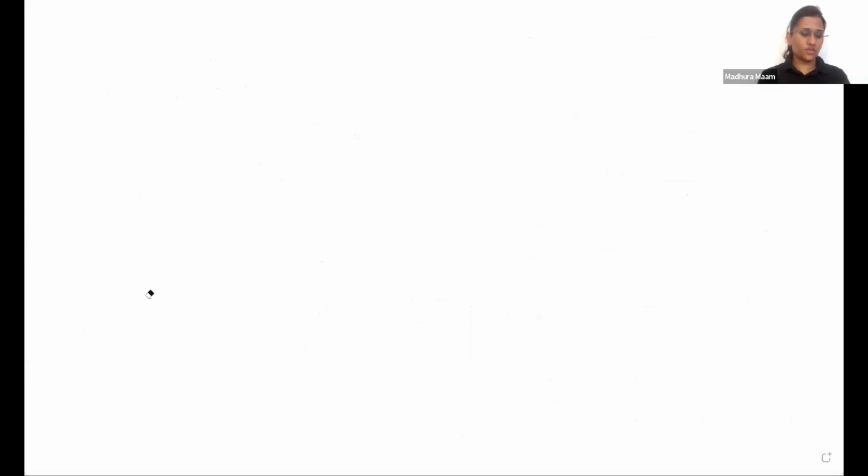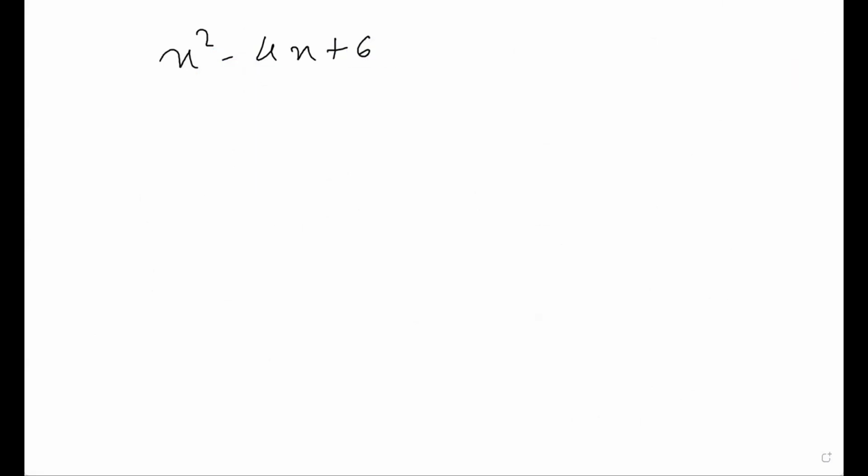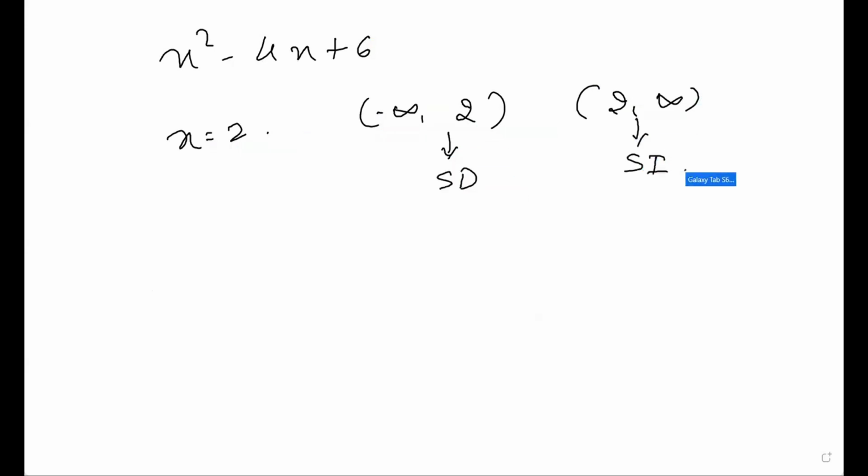Those who have solved the homework problems, tell me the answers. First, x square minus 4x plus 6. Is this the homework question I had given? Yes ma'am. For this you get the critical point as 2, right? Yes ma'am. So you get two intervals, minus infinity to 2 and 2 to infinity. In the first interval, is it increasing or decreasing? Decreasing, strictly decreasing. Here it is strictly increasing.